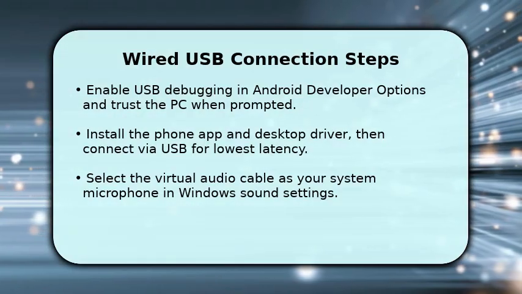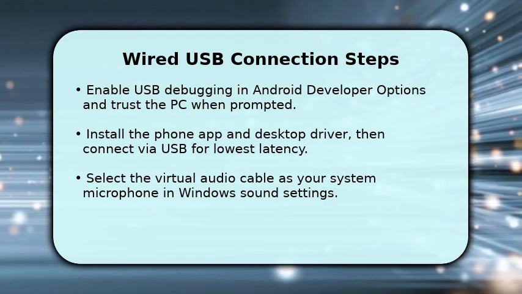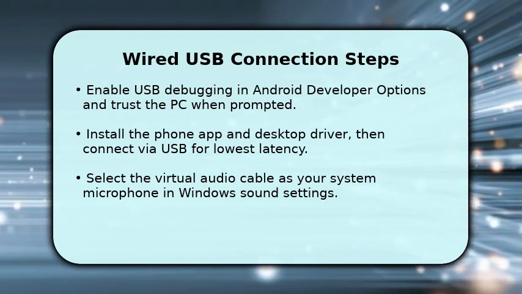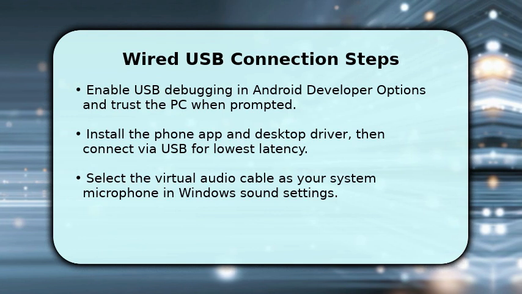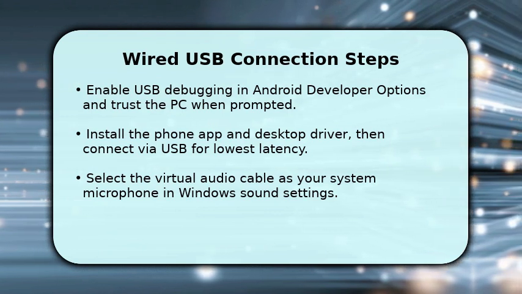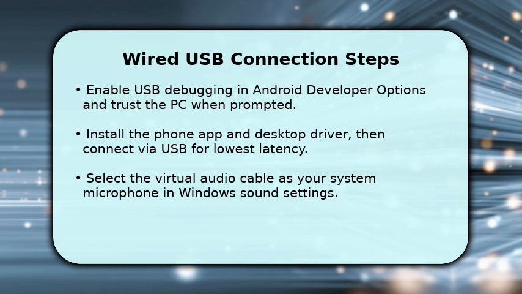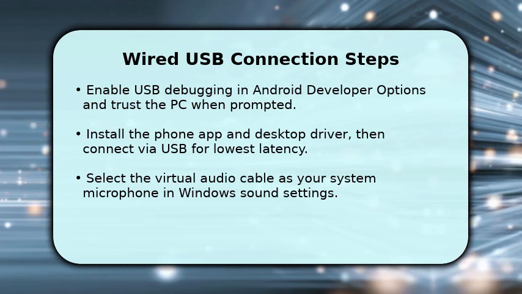First, enable USB debugging in Android developer options and authorize your PC. Install the chosen Android mic app from the Play Store plus its Windows driver. Connect the phone to PC with a good quality USB cable and confirm the app shows a connected status.